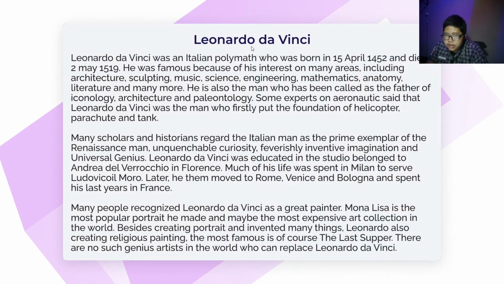Okay, so next we have the example of biography text. This is Leonardo da Vinci's biography. Leonardo da Vinci was an Italian polymath who was born in 15 April 1452 and died 2 May 1519. He was famous because of his interest on many areas, including architecture, sculpting, music, science, engineering, mathematics, anatomy, literature, and many more. He is also the man who has been called as the father of iconology, architecture, and paleontology.